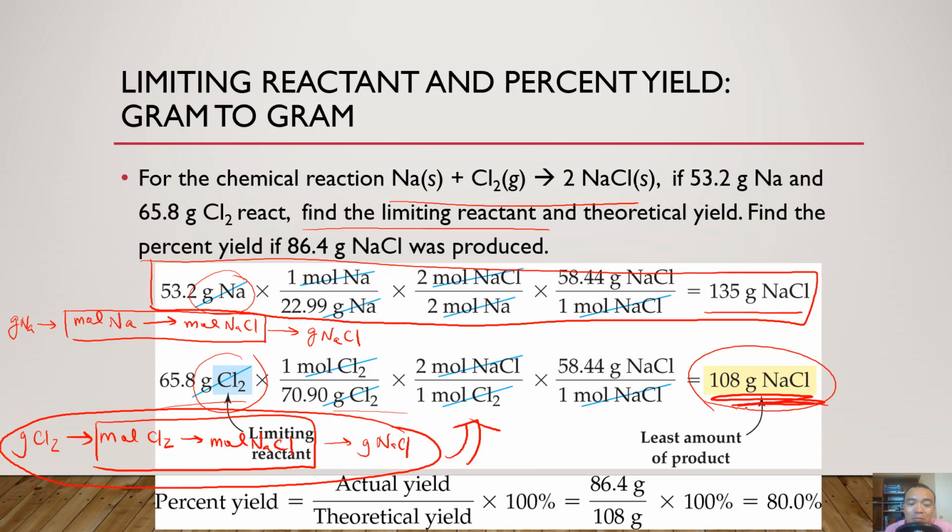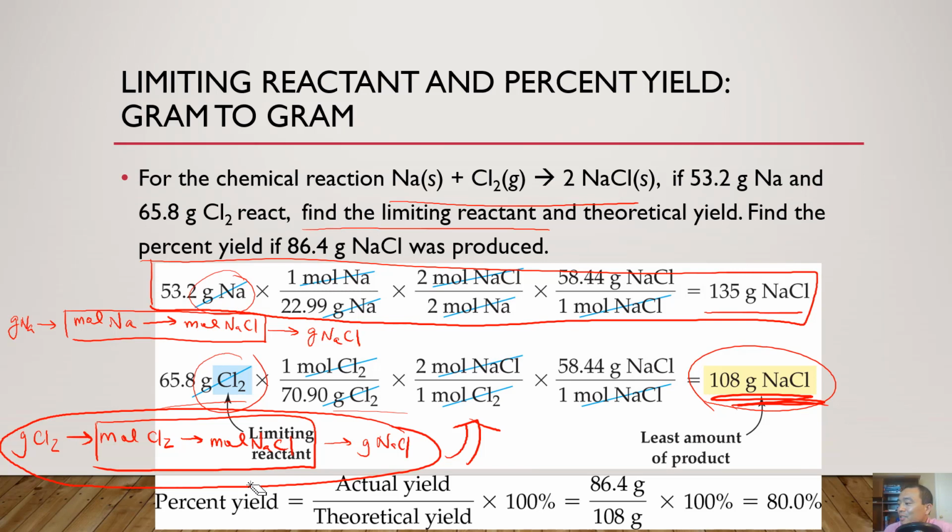All right, so that's 108 grams of NaCl, which is the smaller amount. That means CO2 is the limiting reagent. Based on the limiting reagent, you can calculate the theoretical yield.